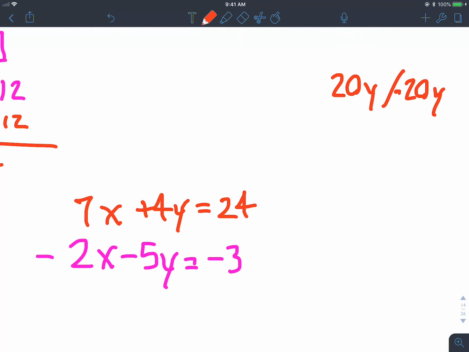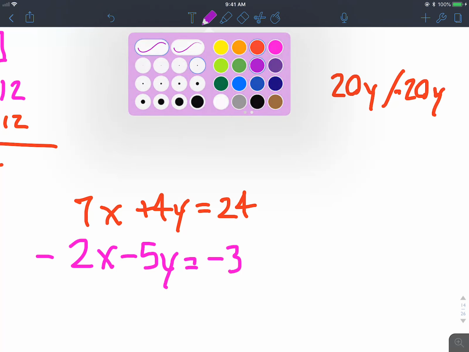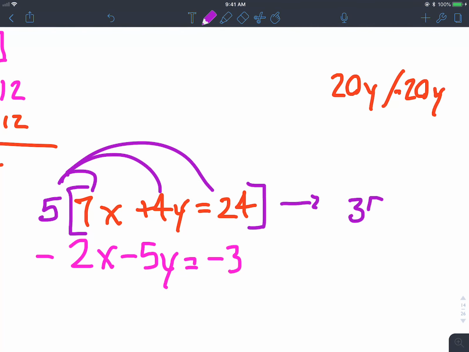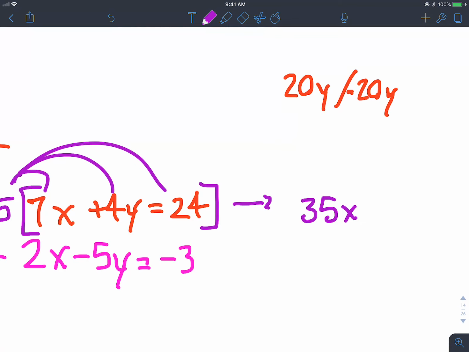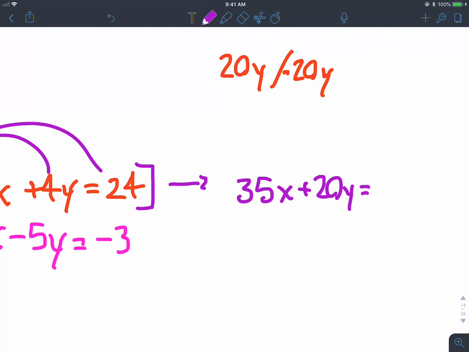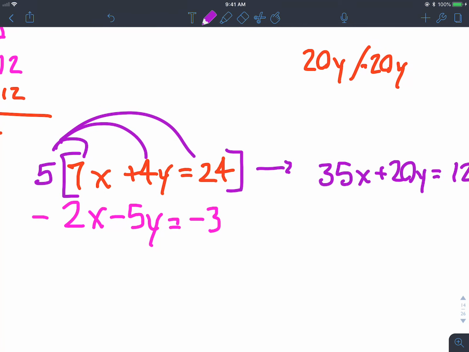Okay, so first equation here, let's multiply. Let's multiply by, what do we got? 4y right there, you need to multiply by 5. Okay, so that'll get us to 35x plus 20y. Getting some large numbers here, that's okay. And 5 times 24, I think that is 120.